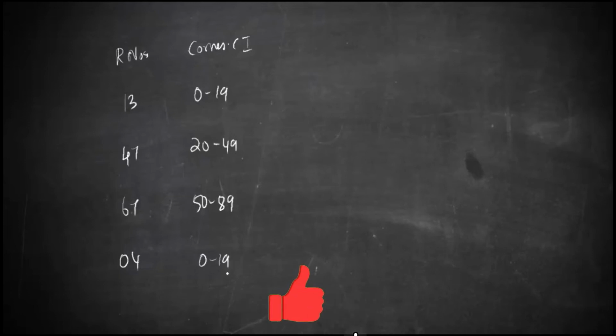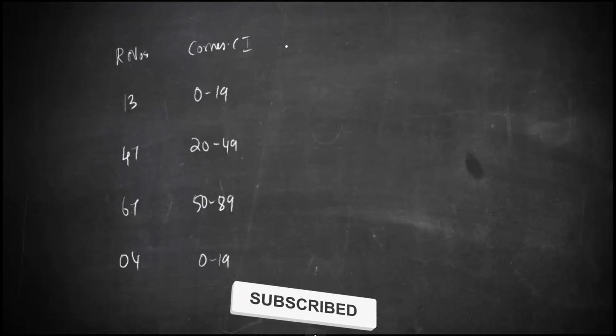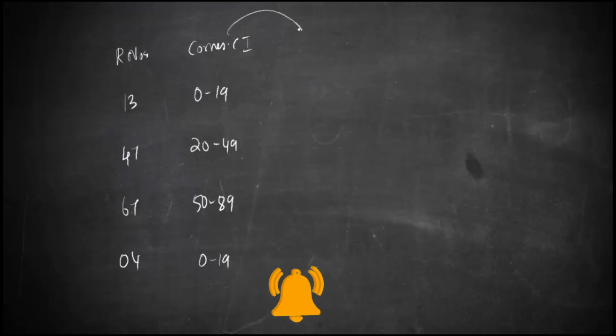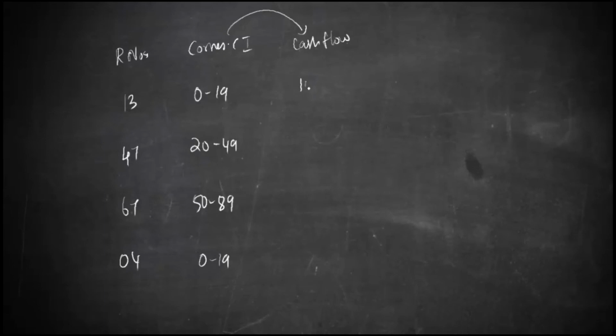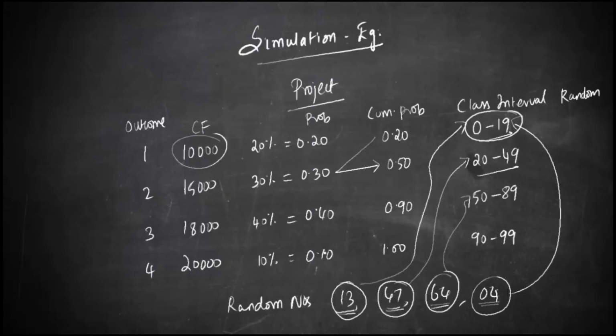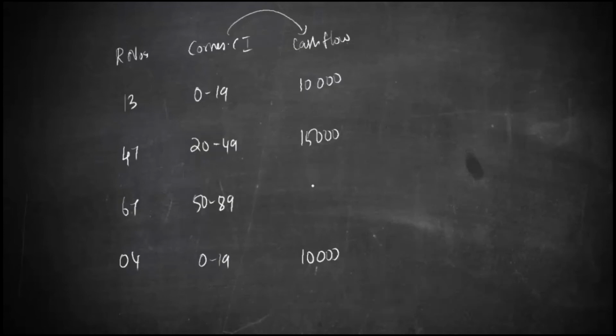So now what we have to do is see the corresponding cash flows associated with this class interval. If you go back to the earlier working, you know that the 0 to 19 class interval corresponds to a cash flow of 10,000. So here we can write the corresponding cash flow is 10,000. And it is again repeated here, so we can write 10,000 in the fourth scenario. Then the 20 to 49 class interval will give you a cash flow of 15,000. The other one will give you 18,000. So now you have the random cash flows.